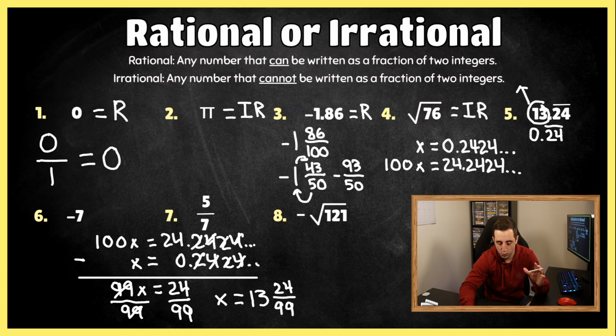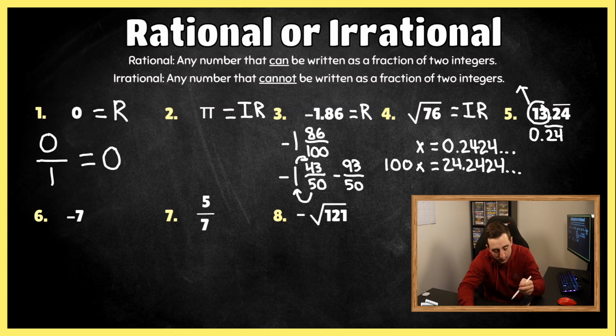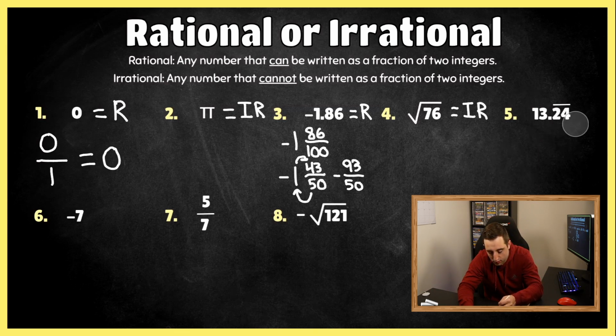So I'm going to get rid of all of this work and rewrite it up at the top here. That way, again, I don't run into my webcam. So let's go ahead and remove all of this. That way it's not in the way when we get to numbers 6, 7, and 8. So let's remove all of this. And now we have 13 and 24/99.